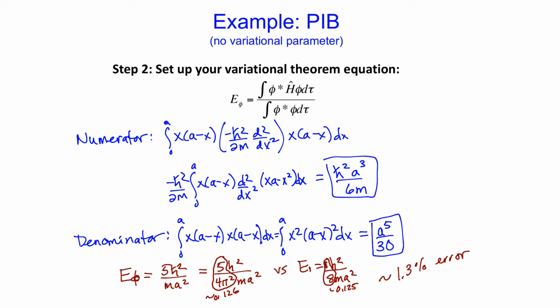So if you do this correctly, you're always going to find that your variational result is going to be larger than your exact result. Okay, so hopefully that gets you familiar with a simple variational method calculation and illustrates how pretty effective it is with some very simple guesses at trial functions.